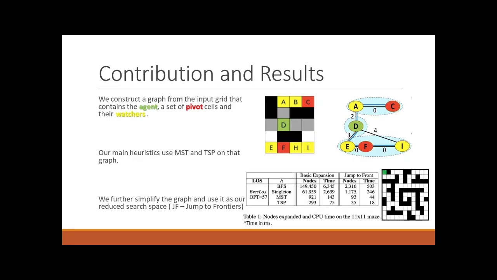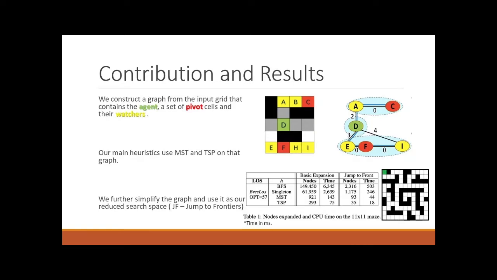Their weights are zeros. For the second type of edges, we connect any pair of vertices which are not pivots with the weight of their true distance in the grid. For the pivot set, we choose cells which don't have any shared watcher. To simplify the graph, we keep only the frontier watchers. Those are watchers that the path from the agent to them doesn't pass through another watcher of the same pivot.